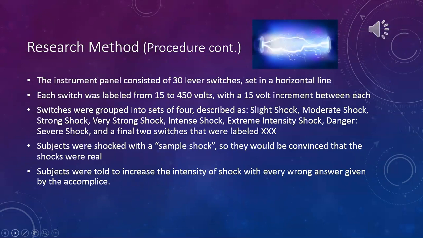Research method. Procedure continues. The instrument consisted of 30 switches connected on a horizontal line. Each switch was labeled from 15 to 450 volts, with a 15 volt increment between each. Switches were grouped into sets of 4, described as light shock, moderate shock, strong shock, very strong shock, intense shock, extreme intensity shock, danger severe shock, and the final 2 switches that are labeled as XXX.